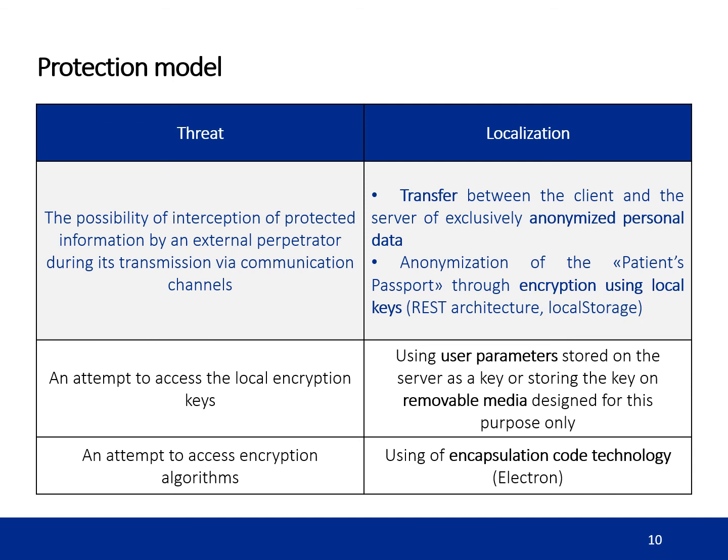The first threat can be localized by using user parameters stored on the server as a key, for example, a unique user token, or by storing the key on removable media designed for this purpose only. The second threat can be eliminated through the use of encapsulation code technology, in which access to the source code of the page in the browser will be limited. Technologies for implementing the protection scheme are shown in brackets.